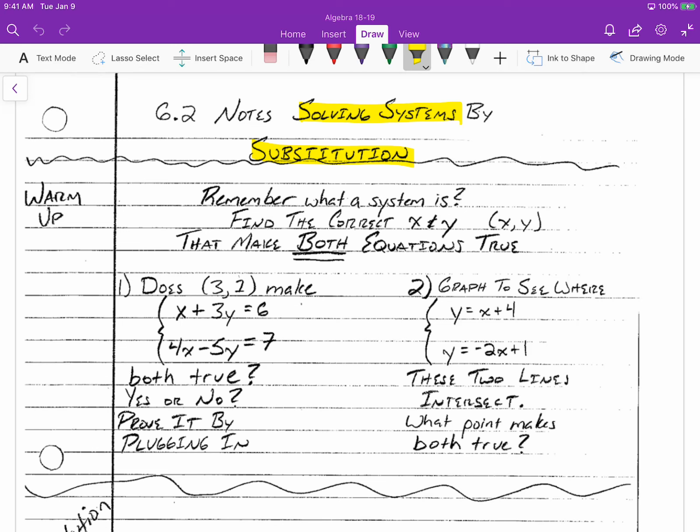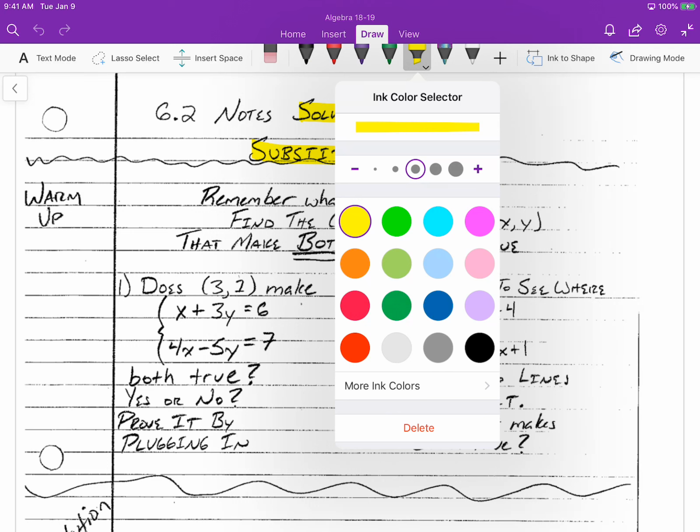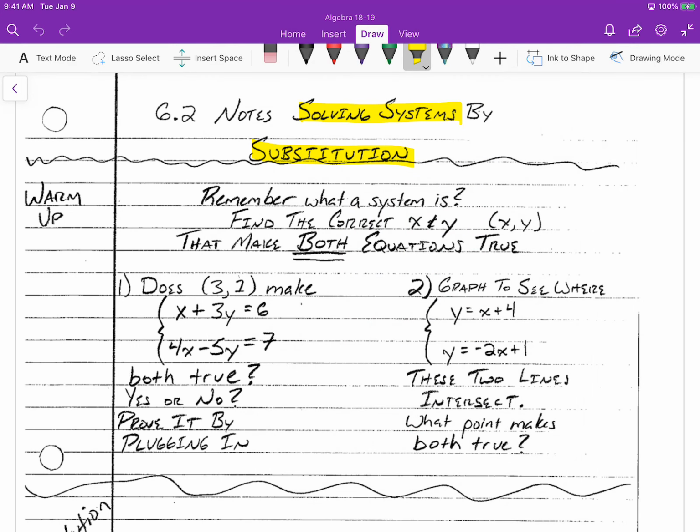Number one just says, does 3 comma 1 make this true? So basically we have our x and our y. So we have our x there. They tell us it's 3. So we're going to plug that in there and there. And then we know our y is 1, so we're going to plug it in there and there. And then it's just calculating to see if this works out.